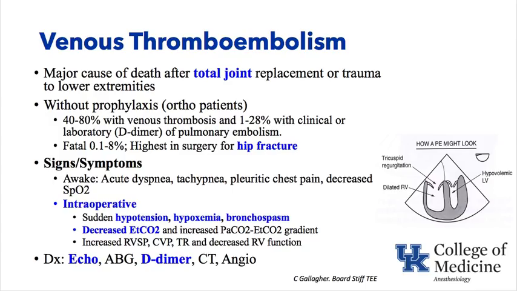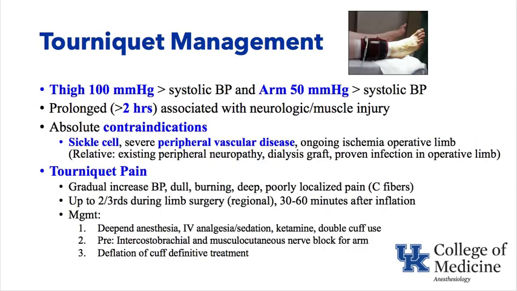Arterial blood gases, D-dimer is a specific blood test to show fibrinolysis. CT and angio, the classic tests for thromboembolism. The next key word is tourniquet management.